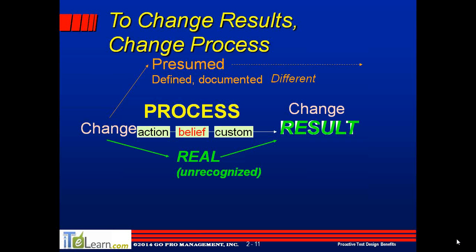So if you want to make meaningful change, which process do you have to change? You've got to change the real process. And to change the real process, first you have to recognize what it is. We refer to the current real process, the one that's actually producing our current results, as the as-is process or current state. And we refer to the process that we want that will presumably produce our desired results as the should-be or future state process. The should-be process is the requirements.